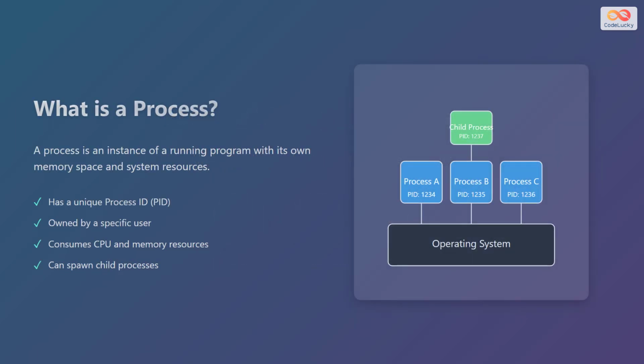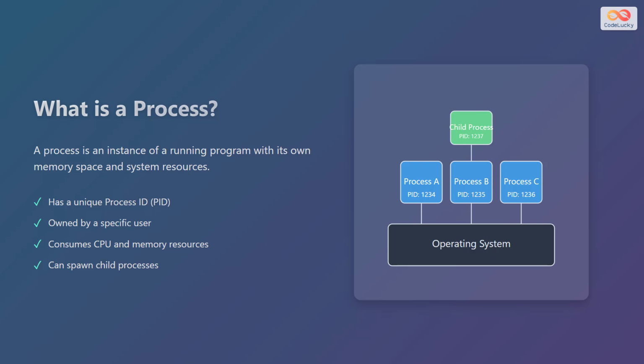So, what exactly is a process? At its core, a process is simply an instance of a running program. Each process has its own dedicated memory space and access to system resources, ensuring that programs can run independently and efficiently. Key characteristics include: first, each process is assigned a unique process identification number, also known as PID, allowing the system to track and manage it.